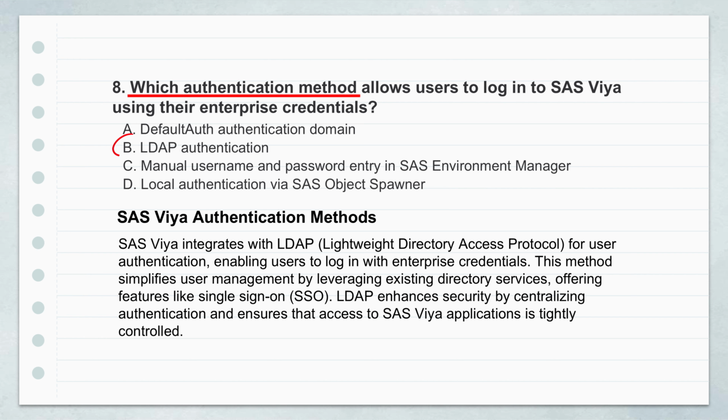LDAP authentication. LDAP, that's a standard for connecting to directory services, right? Like Active Directory. How does that simplify things for users and administrators? Yes, LDAP, or Lightweight Directory Access Protocol, is a widely used protocol for accessing and managing directory information services, like Microsoft's Active Directory or other similar systems that many organizations rely on. By configuring SAS Viya to use LDAP authentication, users can log in using the same usernames and passwords they already use for their corporate network and other applications.